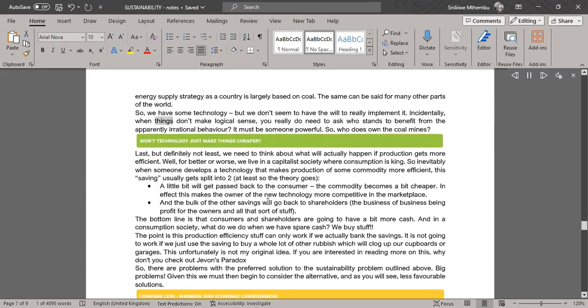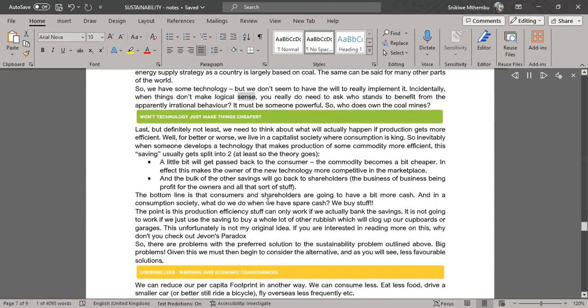Incidentally, when things don't make logical sense, you really do need to ask who stands to benefit from the apparently irrational behavior. It must be someone powerful. So, who does own the coal mines?